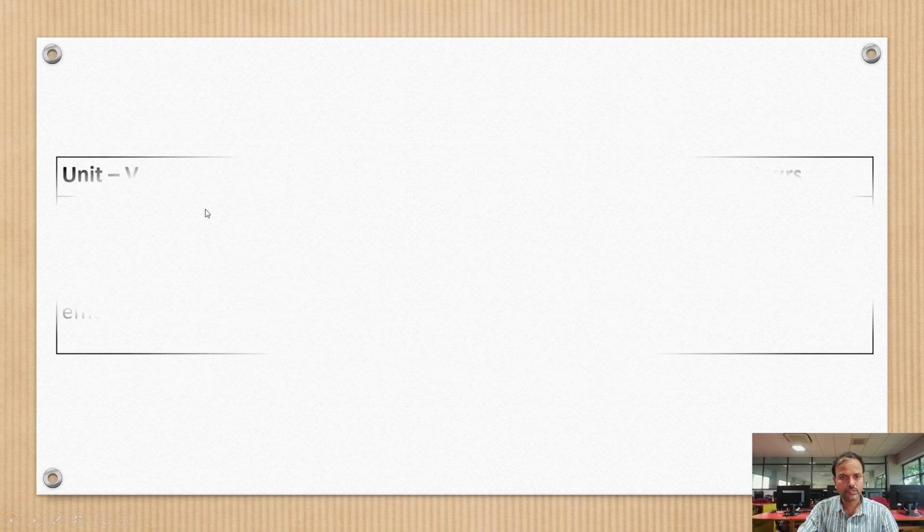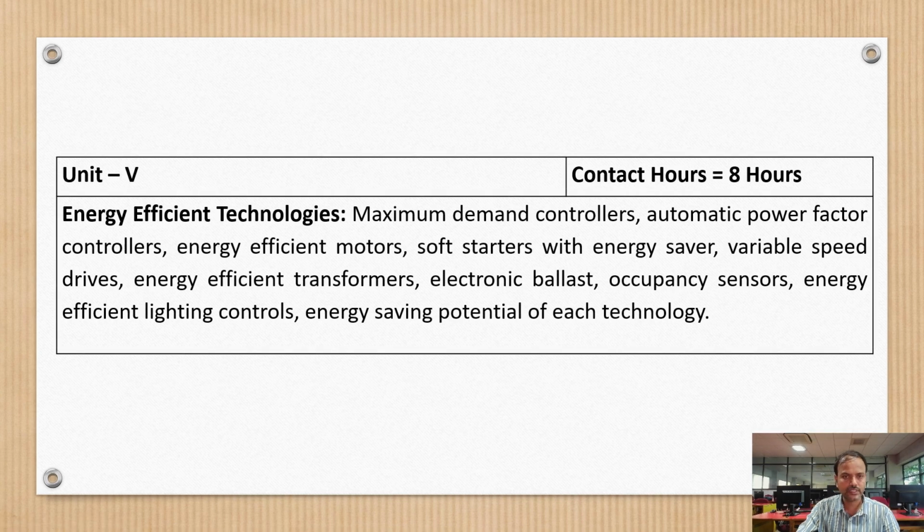In unit number 5, it will be a continued version of unit number 4. Still more energy efficient technologies will be introduced to you in this unit. We'll also be discussing energy efficient motors, maximum demand controllers, energy efficient transformers, electronic ballast, and energy efficient lighting controls. Energy saving potential in each technology will be discussed in unit number 5 overall.